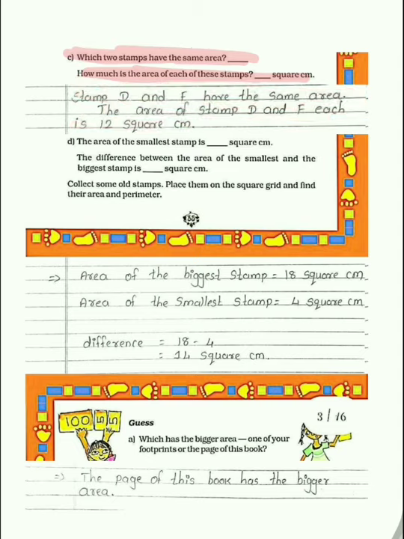centimeter. Clear? Here there is no need to do the method as we have done it in the first one. Clear? D1, the area of the smallest stamp is dash square centimeter. The difference between the area of the smallest and the biggest stamp is dash square centimeter. So we will write here the area of the biggest stamp is 18 square centimeter. As we know, which stamp has the biggest area? A. Clear?